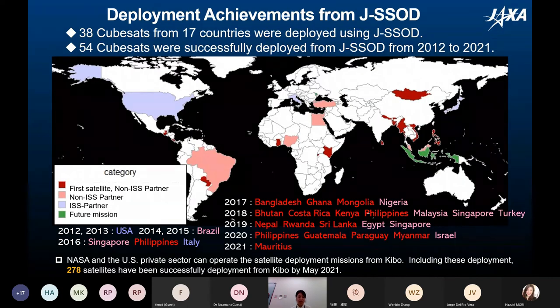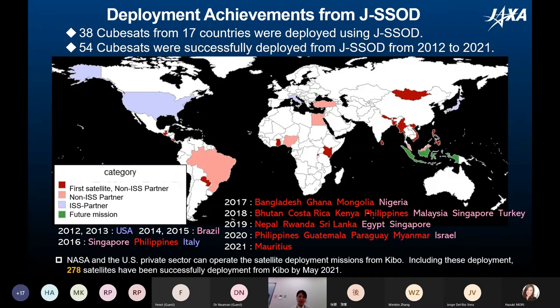Finally, I introduce the achievements of J-SSOD. The J-SSOD operation started in 2012, and this year marks the 9th year. JAXA has continued to provide development opportunities. So 38 satellites from 17 countries have been successfully deployed from the J-SSOD. As you can see on the world map, we are deploying satellites from all over the world, regardless of region. Also, three of the satellites selected by KiboCUBE have been successfully deployed so far.